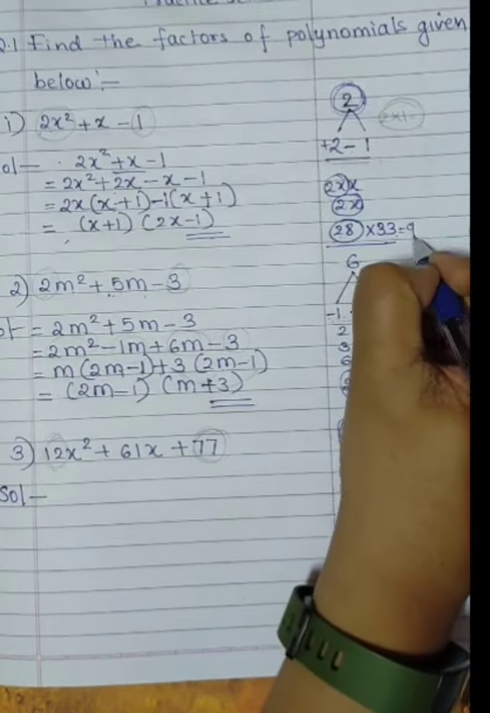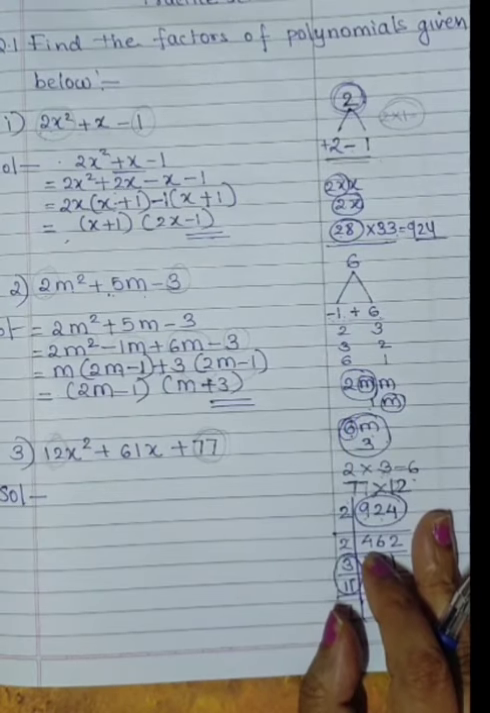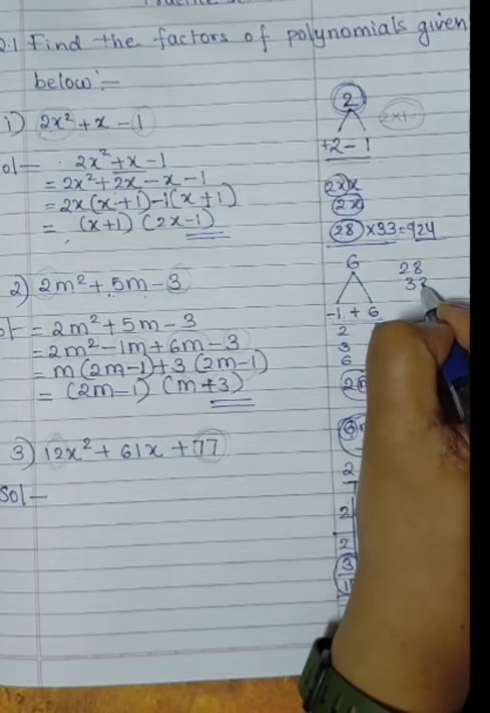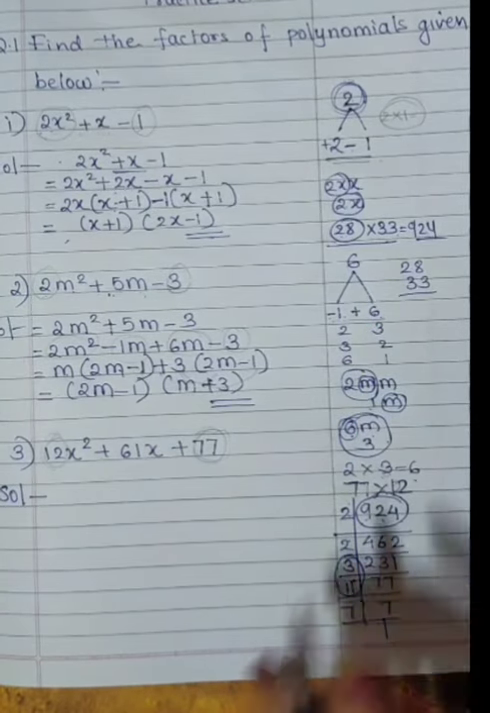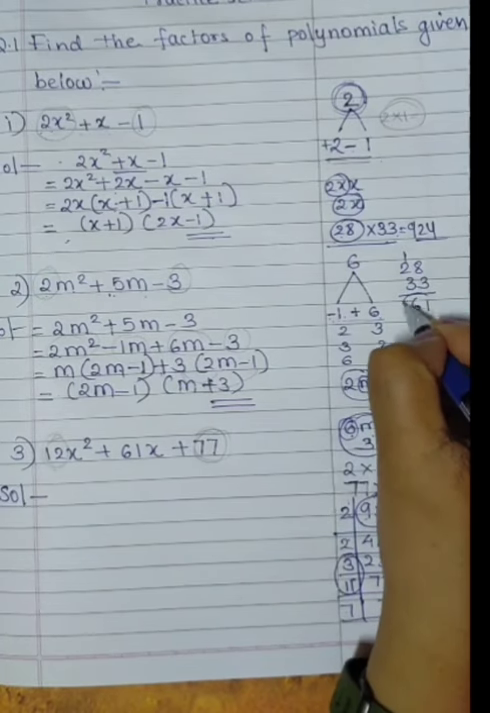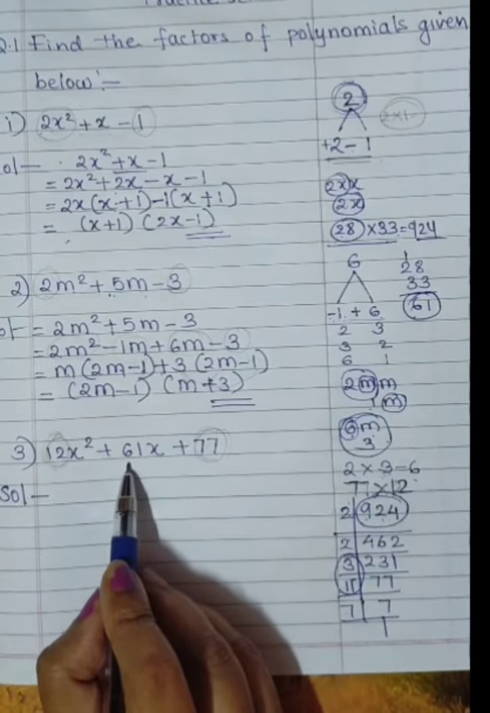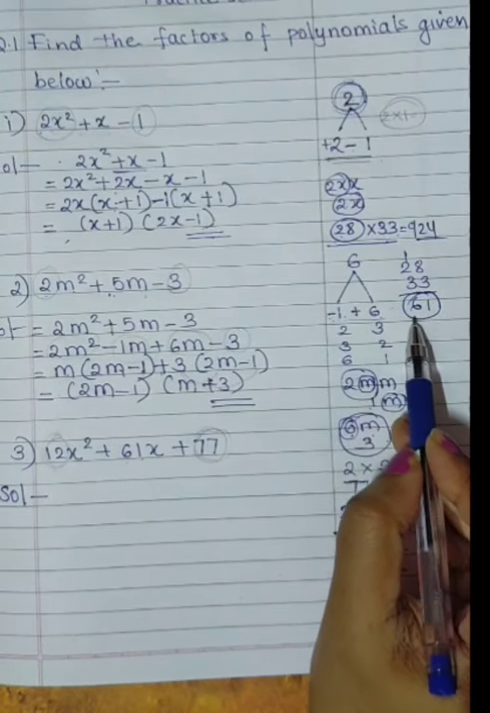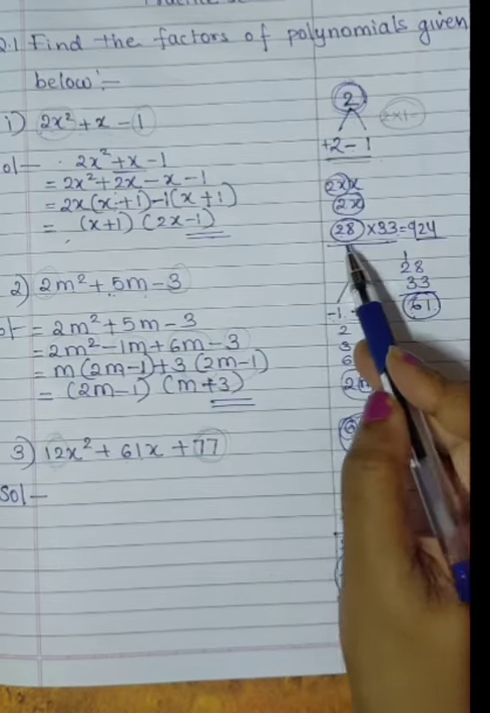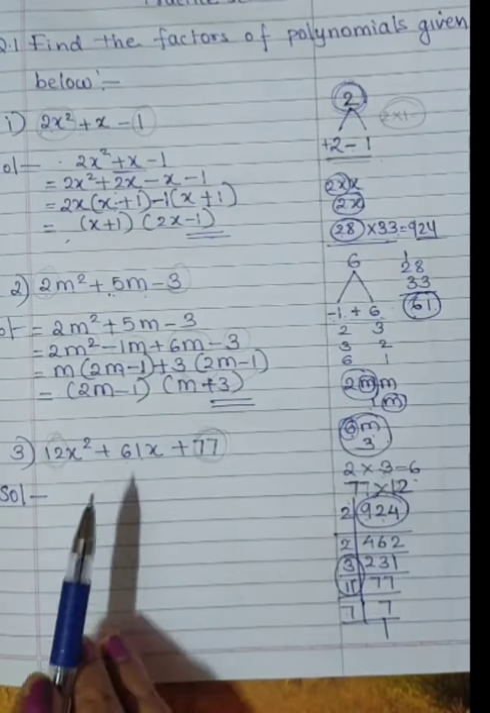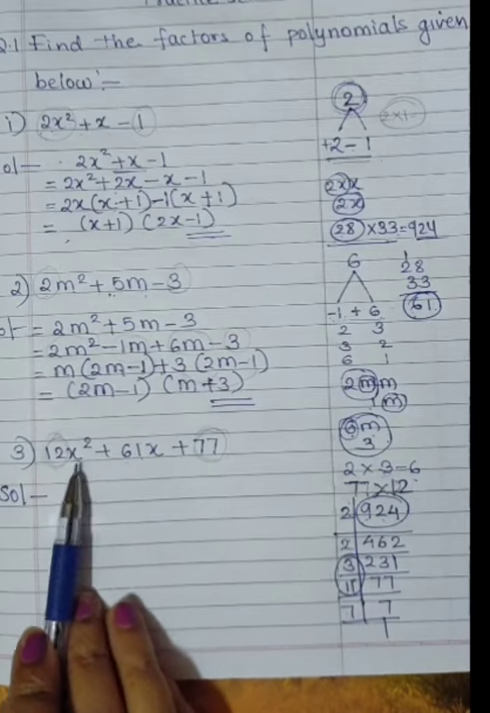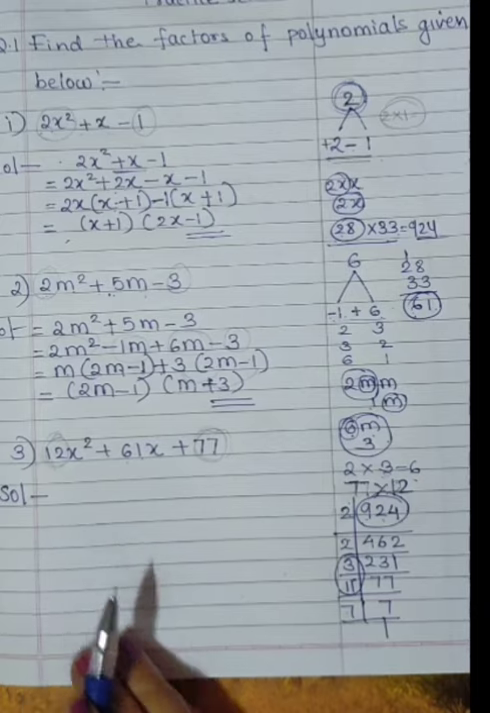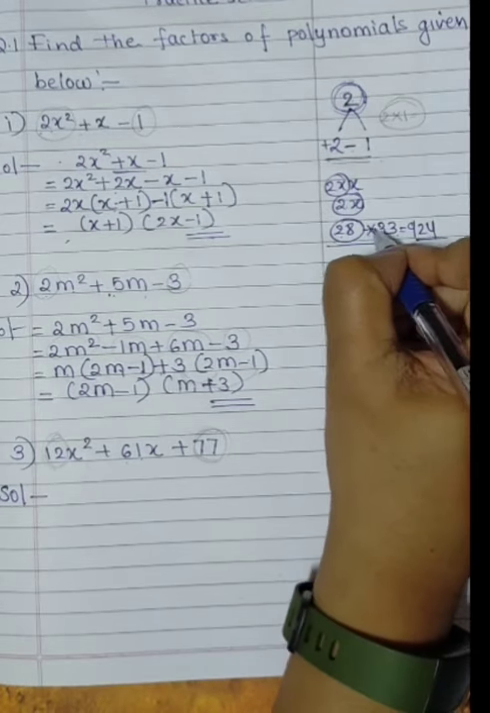We'll get 924. So here 28 and 33. The middle number is 61, and when we add this both, we will get 61. So here as you can see, the sign is plus. There is a plus sign. If the plus sign is there, it means we will take plus in between.